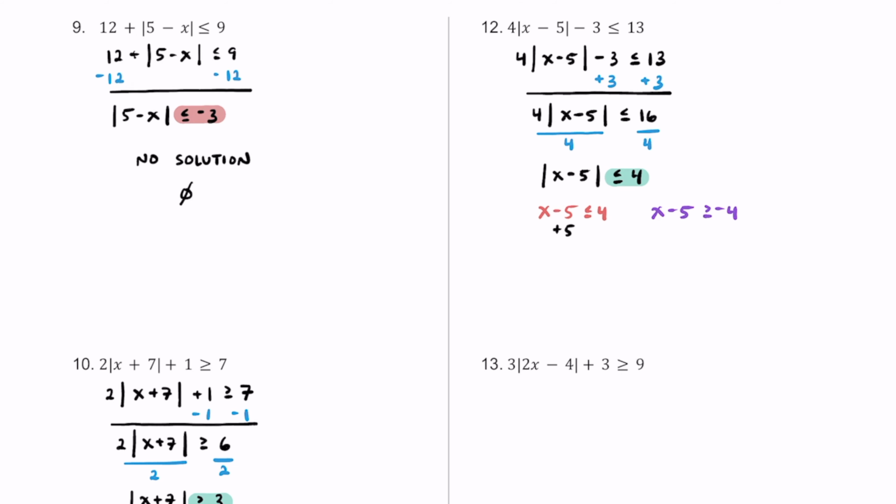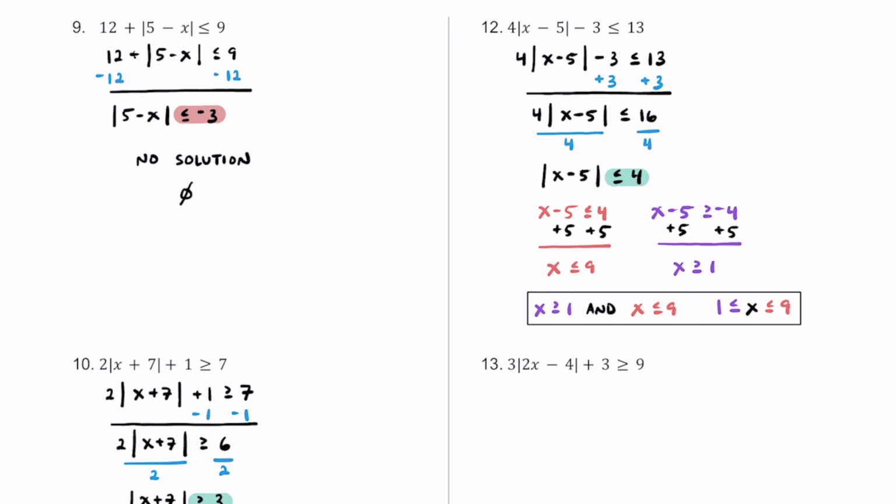Solving these, we can add 5 and add 5 on both sides. If we do that, we will end up with x is less than or equal to 9. And for our second inequality, if we add 5 to both sides, let's see what happens there. We're going to end up with x is greater than or equal to +1. Putting these together, we could say that x would be greater than or equal to 1, and x would be less than or equal to 9. Or we can also combine these and just say that 1 is less than or equal to x, which is less than or equal to 9. This would be 2 ways of writing our solution.